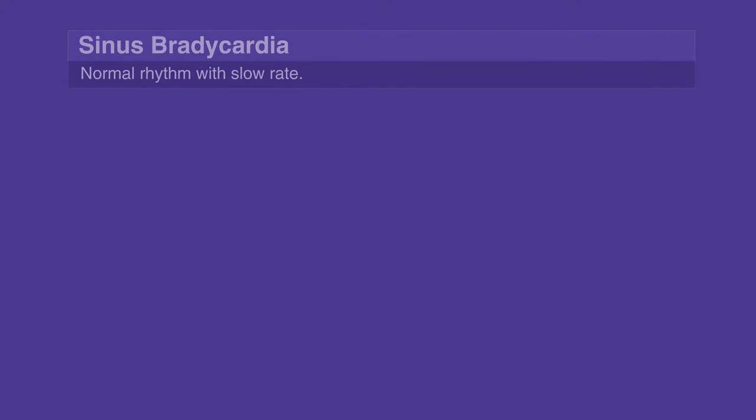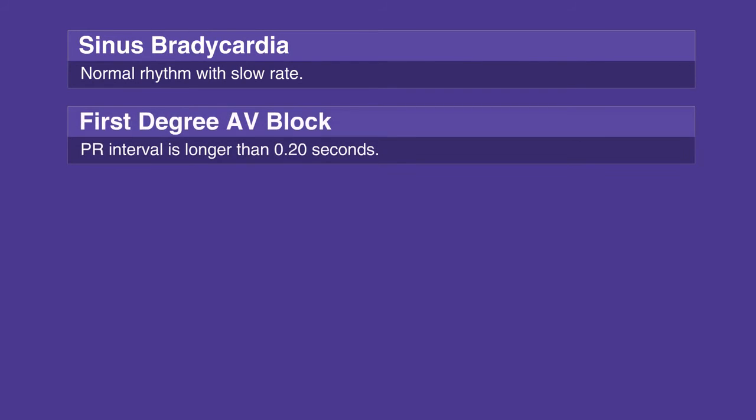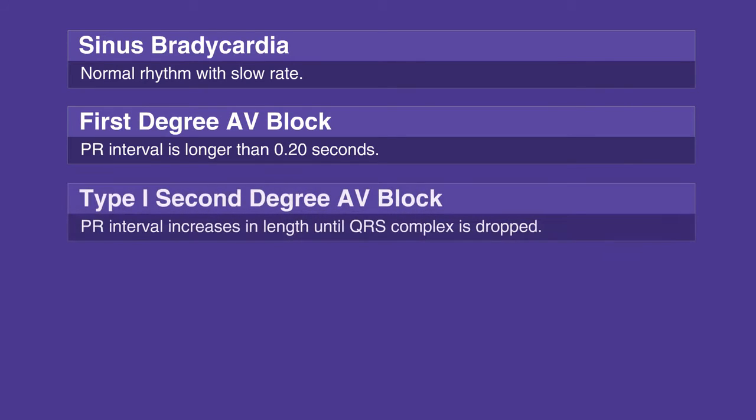Sinus bradycardia: normal rhythm with a slow rate. First degree AV block: PR interval is longer than 0.20 seconds. Type 1 second degree AV block, or Mobitz 1: PR interval increases in length until QRS complex is dropped.